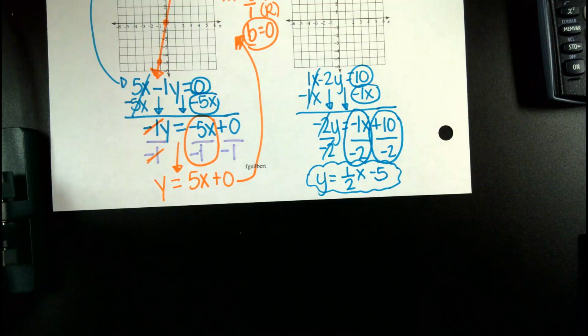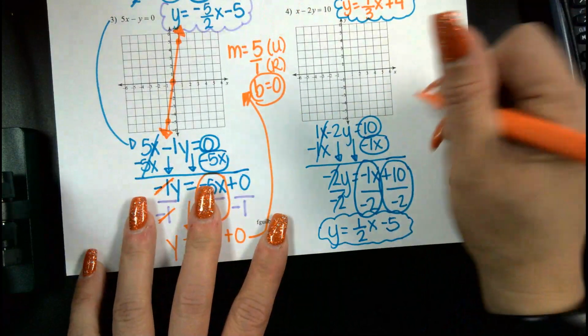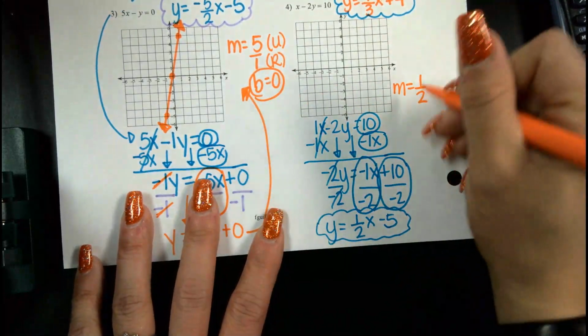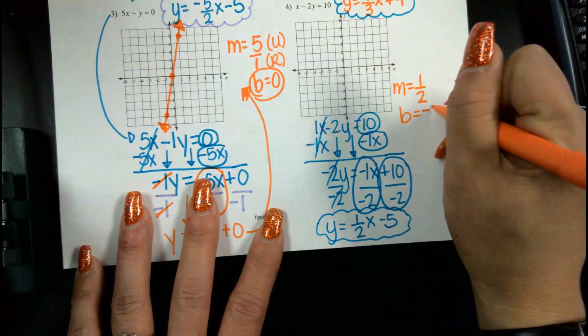How many of you got that equation? 1/2 x minus 5. Oh, that looks good. Good job. Okay, and those of you that didn't get it, as long as you can see where you messed up and you understand what it was, then you're okay. Sometimes it could just be a sign issue. And then our slope was positive 1/2. Our intercept was negative 5.